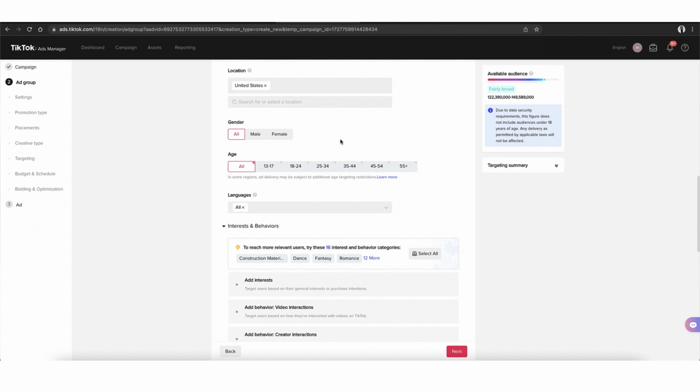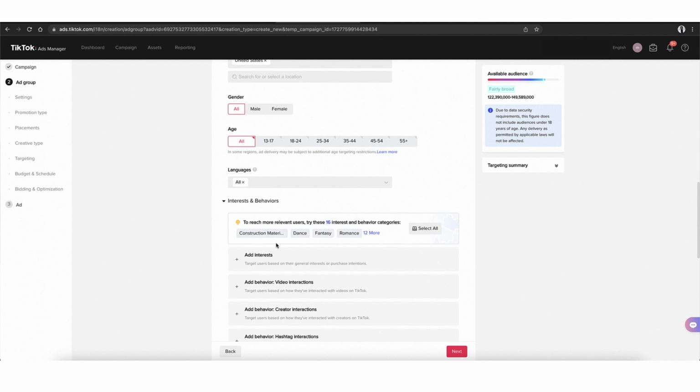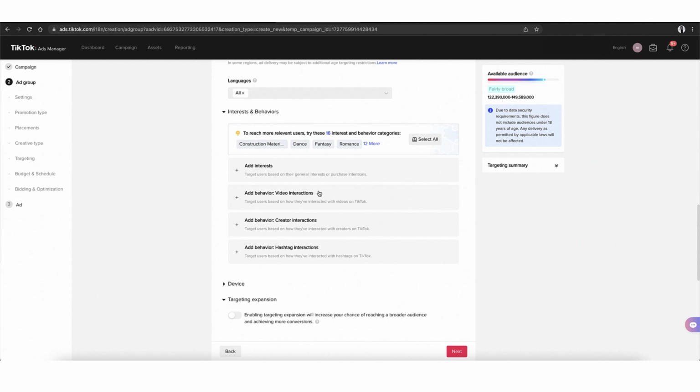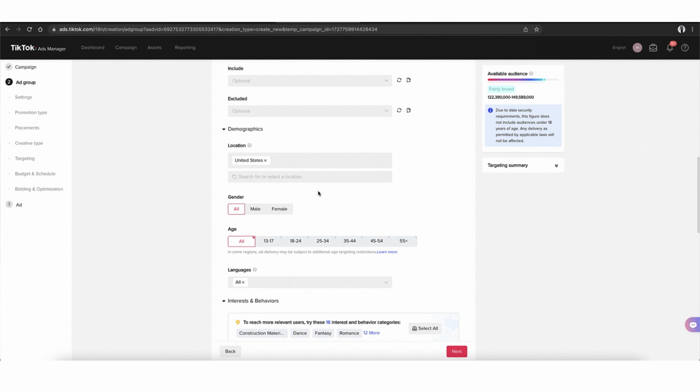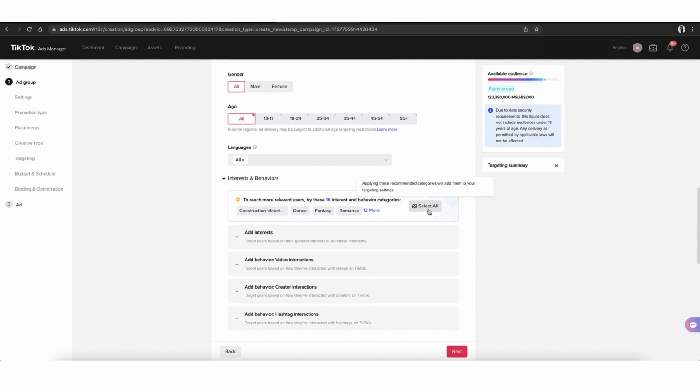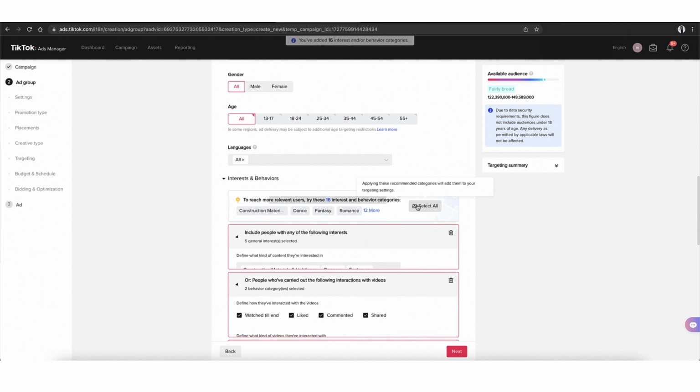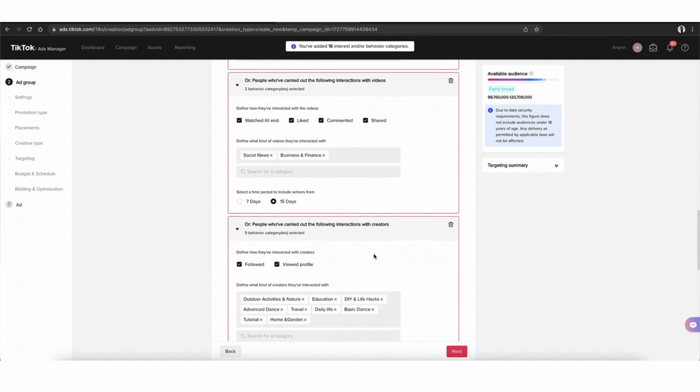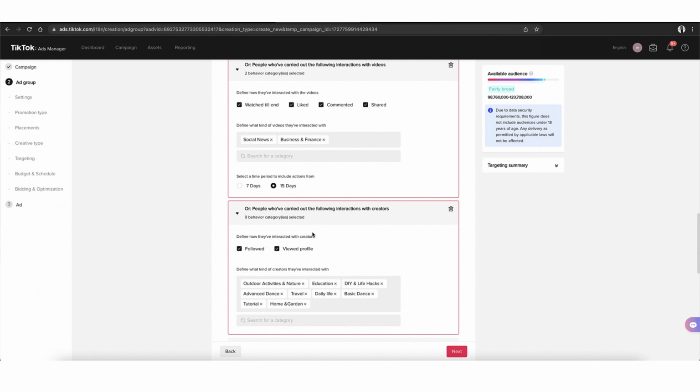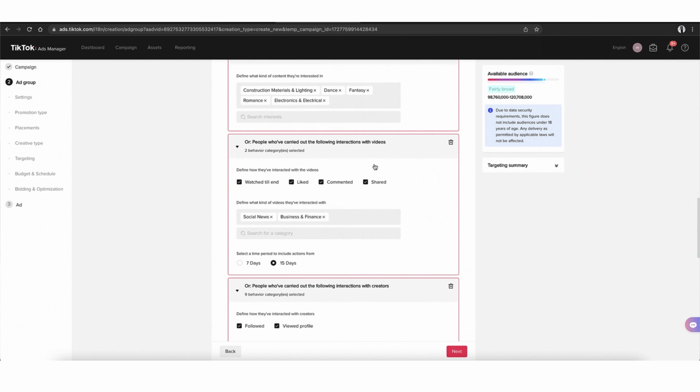After you give TikTok a good amount of data, I would say after you spend about $500 to $1,000 on TikTok, they'll start suggesting audiences for you. So when you come into your ad section and you start deploying ads, it'll look something like this. It'll say, to reach more relevant users, try these interests based on your activity, okay? So that's what I did. I would add them, and these audiences were the best performing audiences on TikTok, okay? So use the suggested audiences whenever you can.